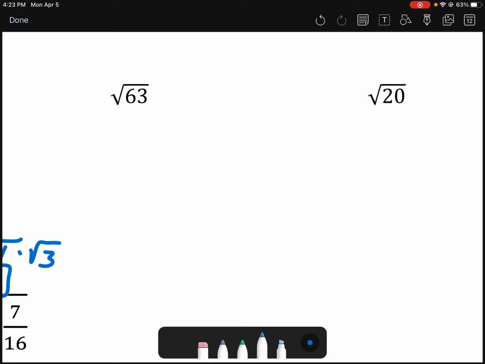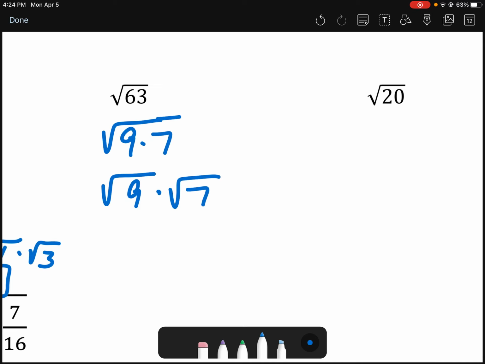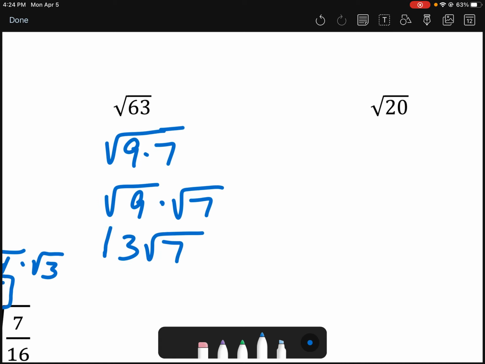So with 63, a perfect square that can go into that is 9. So I can rewrite that to be the square root of 9 times 7, which should then be rewritten into the square root of 9 times the square root of 7. The square root of 9 is equal to 3. We don't know the square root of 7. It's a prime number. My answer is 3 root 7.